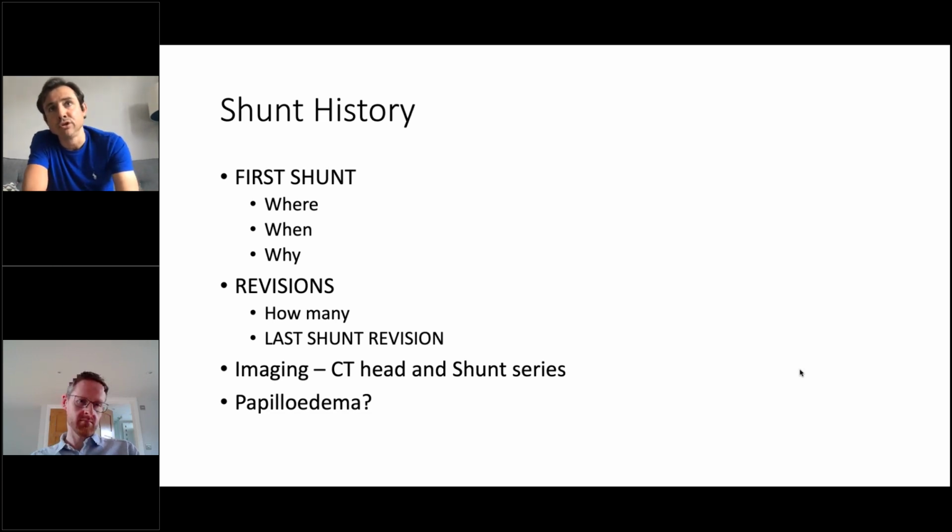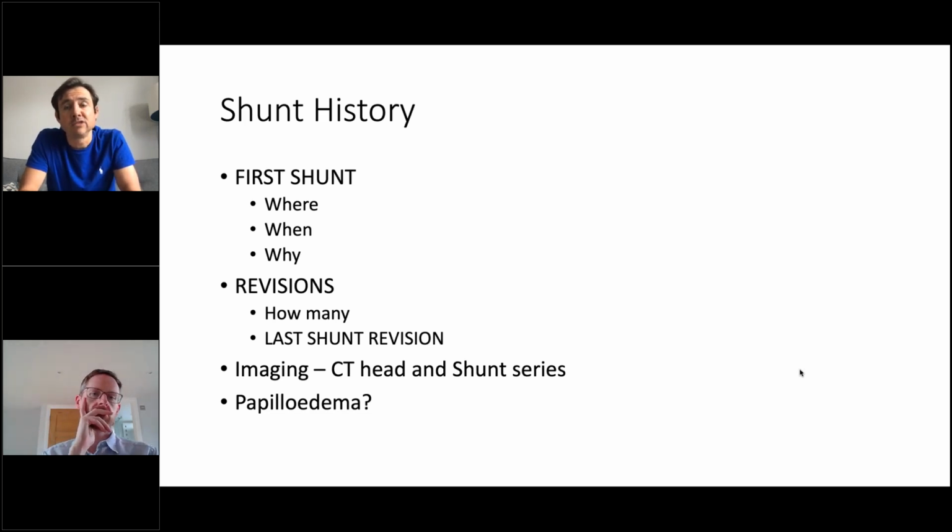When you refer a shunt to the neurosurgeons, what they want is a shunt history. It's really simple, but if you get it right, it just makes life so much quicker and easier. All you really need for a shunt history is when the first shunt was put in, where it was put in, and why. So many times I ask why the shunt was put in the first place, and rarely has anyone actually thought to ask that question.